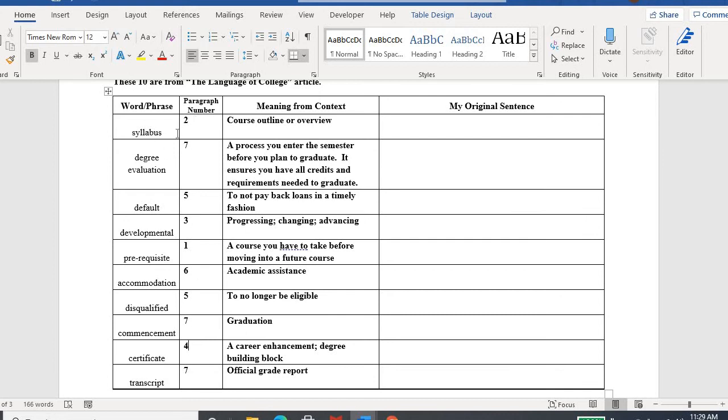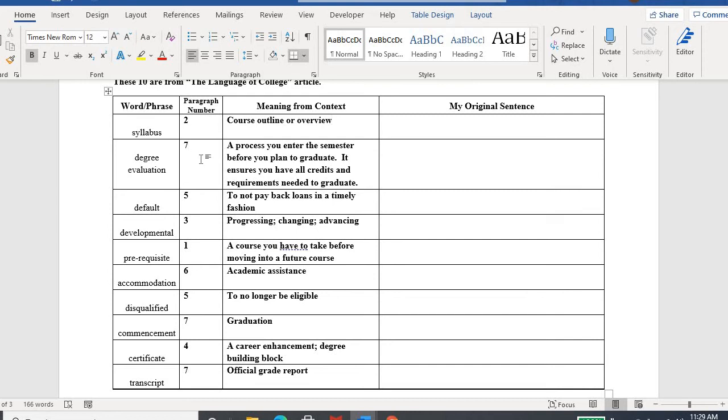In paragraph 2, we saw the word syllabus, which is just a course outline or overview. Every class you've taken, whether it's your first semester or fifth semester, should have supplied you with a syllabus. And it basically just gives you an overview of the course. It tells you how you're going to get your grades, it tells you the calendar, the expectations, your assignments. So it just gives you that nice overview.